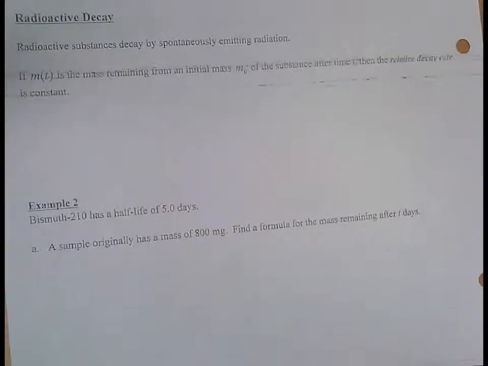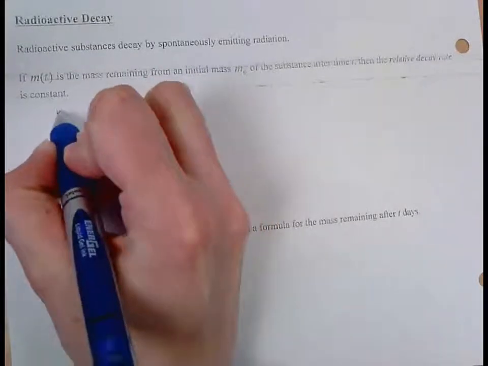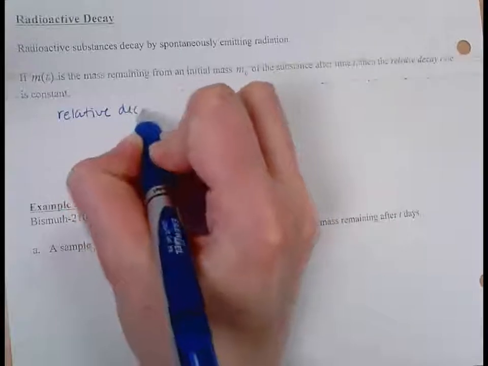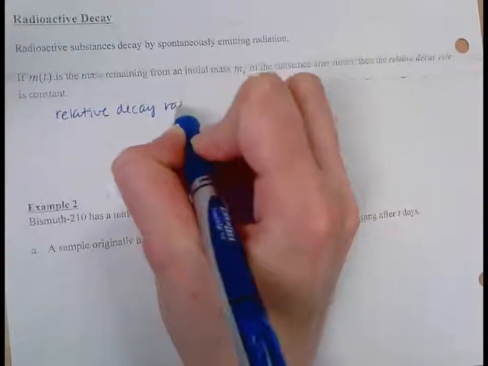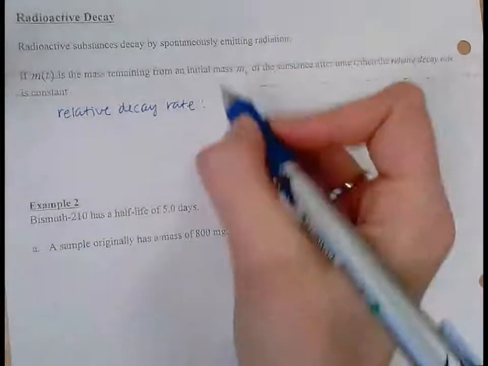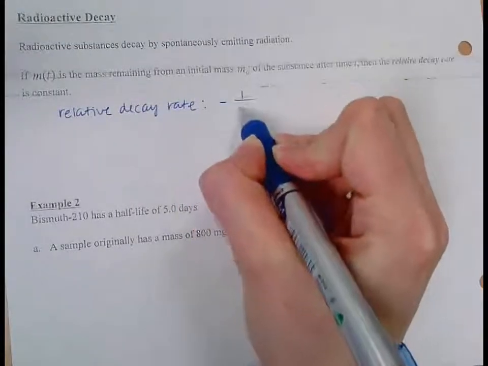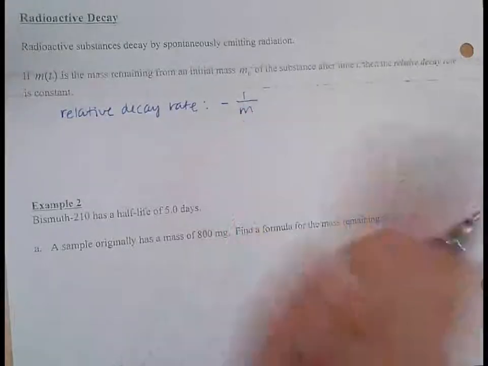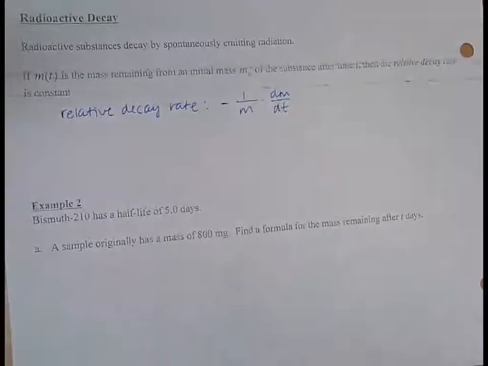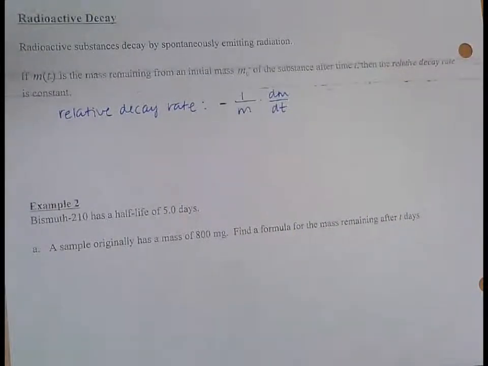So if m of t is the mass remaining from an initial mass, m sub 0, of the substance after time t, then the relative decay rate is considered to be constant. And it actually gives, I just didn't type it on here, a formula to calculate relative decay rate, which you're going to notice is very similar to the relative growth rate formula we had for population growth. So it's negative 1 over m, again, m is the mass remaining, times dm dt, that first derivative of the mass with respect to time.